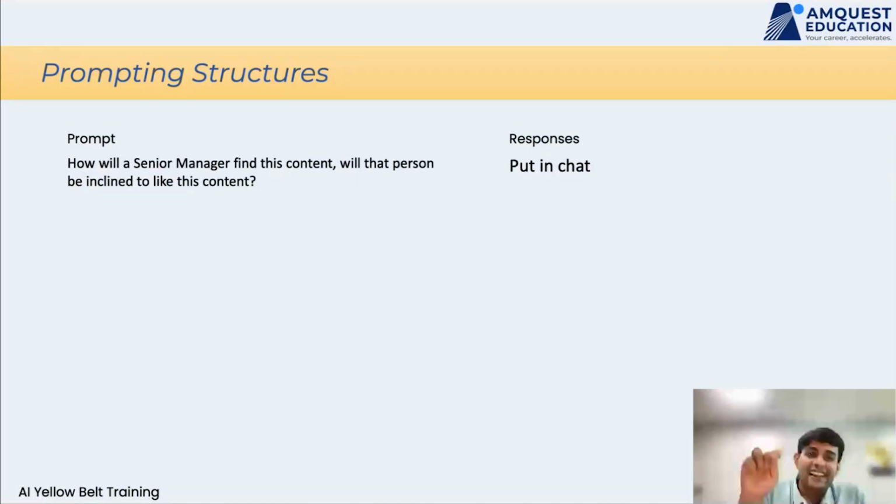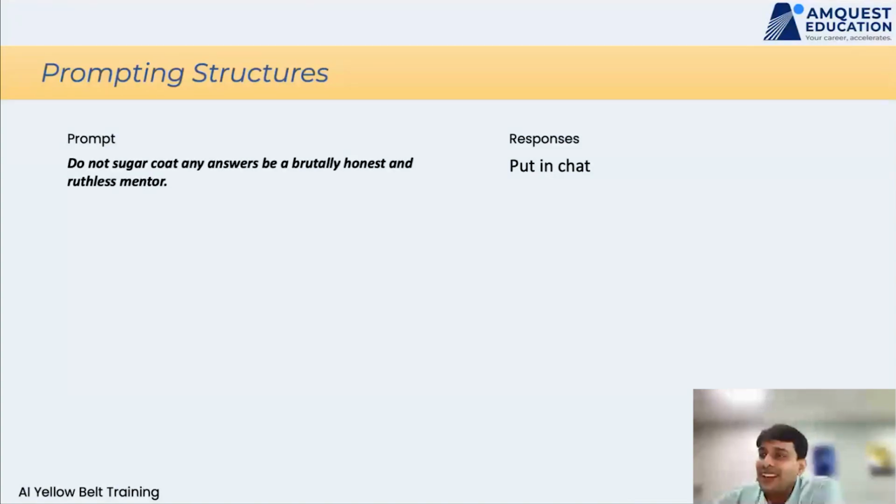This is your prompt. What you have to do is copy this prompt and put it in the same chat. This simply says, do not sugarcoat any answers. Be brutally honest and a ruthless mentor. Put this in your chat, the chat which you are doing right now, where you are typing in the link. We are creating a LinkedIn post. Put this single line in your chat and see the response that you get.